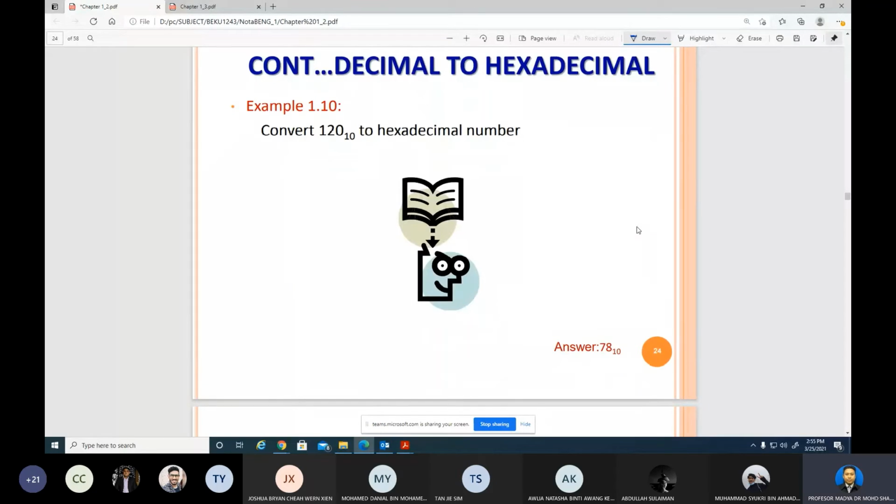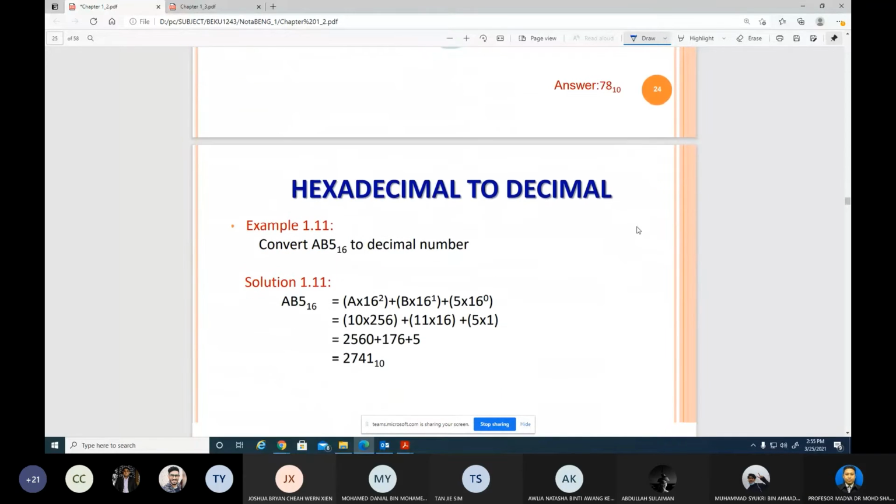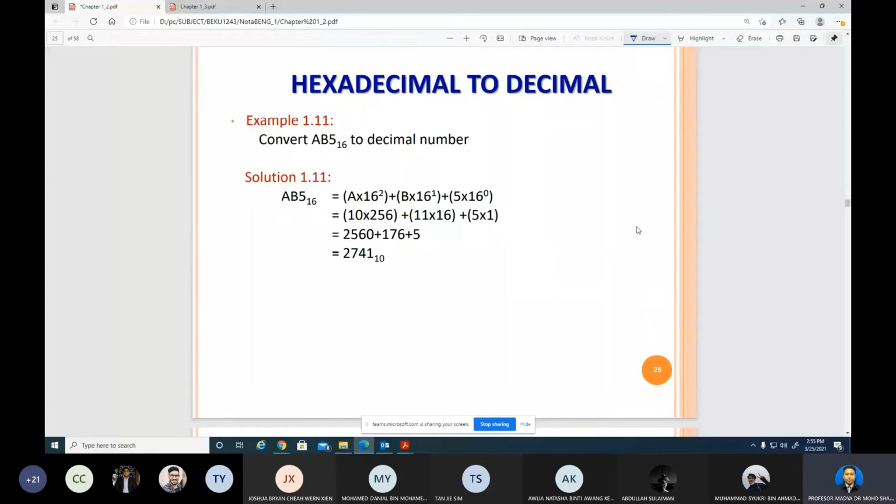Right, so this one you can check. Convert 120 decimal into hexadecimal number. So the answer will be 78. So this one you can try. Okay, so this one is similar.